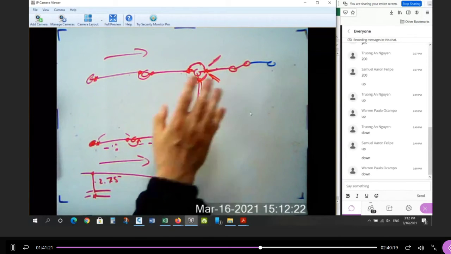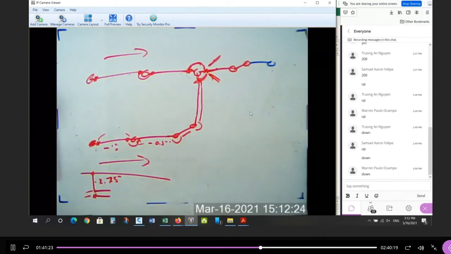If we go down at 0.5%, just like the roads, they'll be parallel and we'll always have approximately 2.75 of cover, 2.75 meters of cover. Okay, so that's how you design the sanitary. And again, I would suggest doing what I taught you last semester.